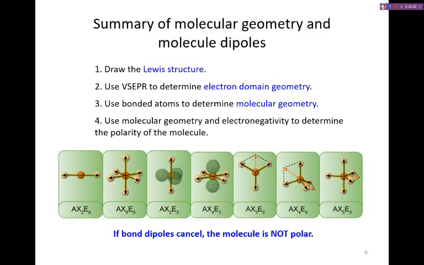The last thing here is to summarize molecular geometry and molecular dipoles. The steps you want to take are: draw out the Lewis structure, then use VSEPR to determine the electron domain geometry, and the number of bonded atoms to determine the molecular geometry. Then, using the molecular geometry with the differences in electronegativities, you can determine the polarity of the molecule. And what you'll notice is that there are certain molecular geometries that will always cancel out if the exterior atoms are the same.